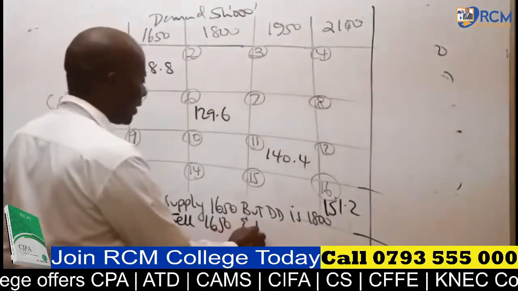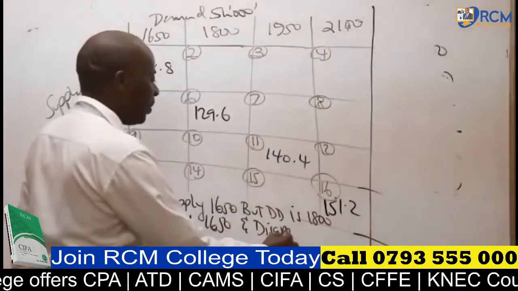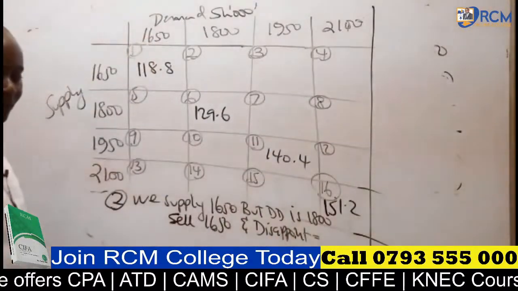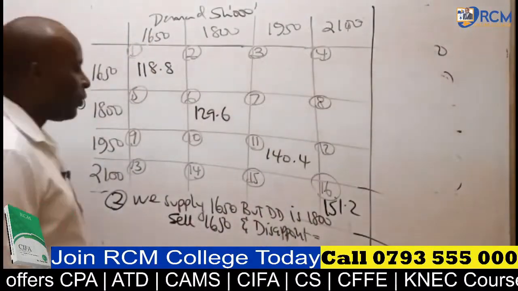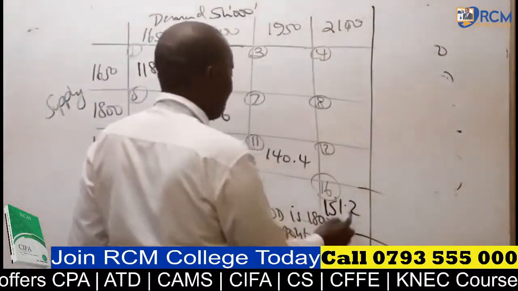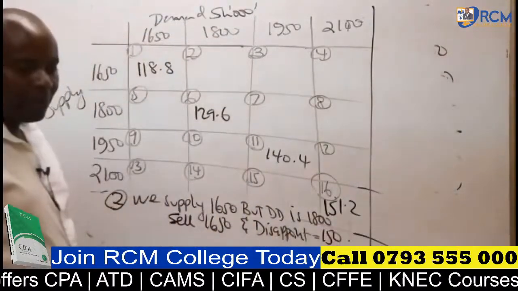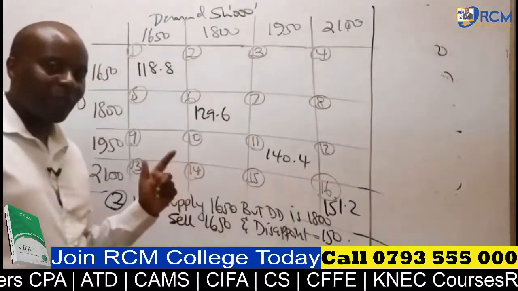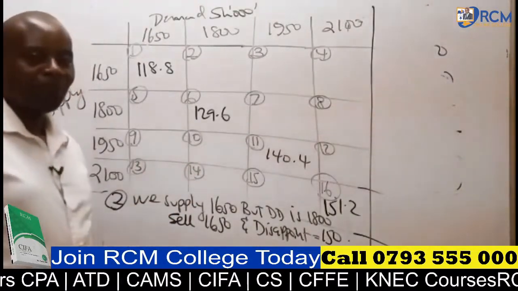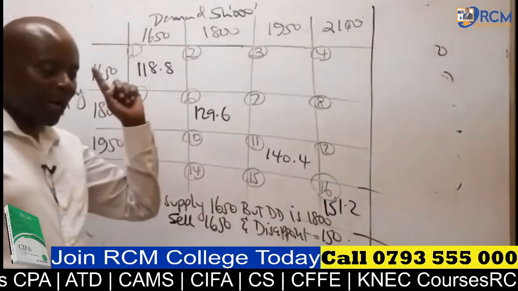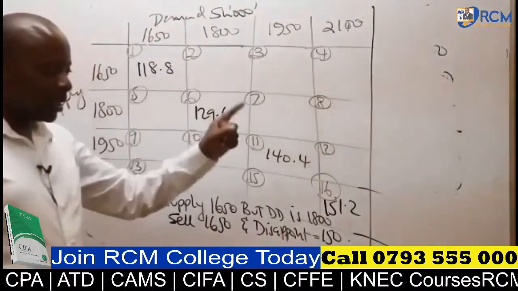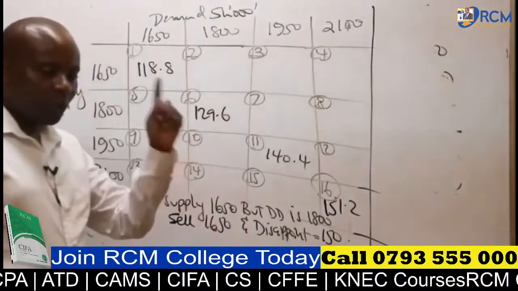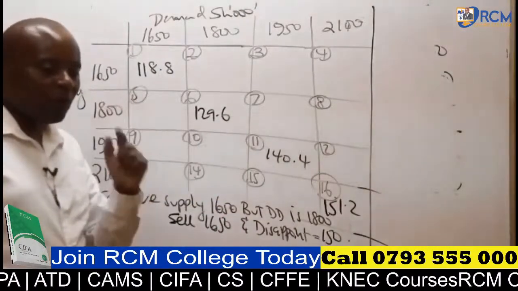and disappoint how many? What is the difference? 1800 and 1650. Disappoint 150. Thank you very much. So remember that this time round, there is an opportunity cost of disappointing some customers. For each customer who comes to you, he needs it, and you tell this person, we don't have it, you lose. There is an opportunity cost of 30 bob.